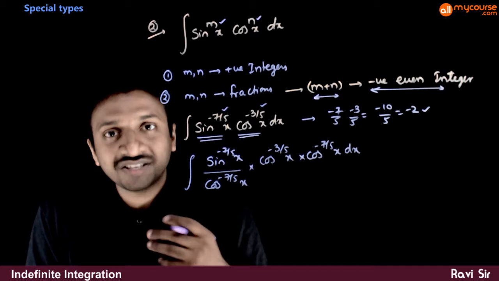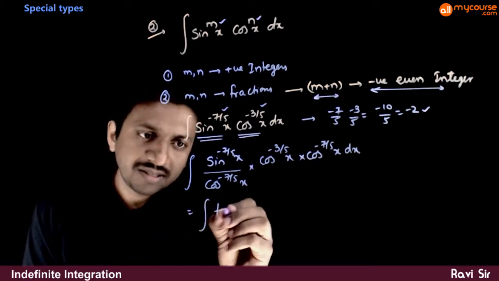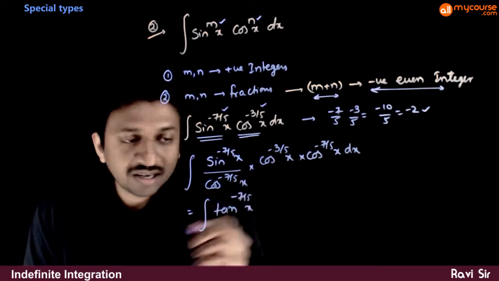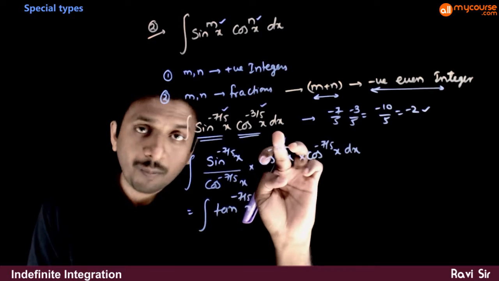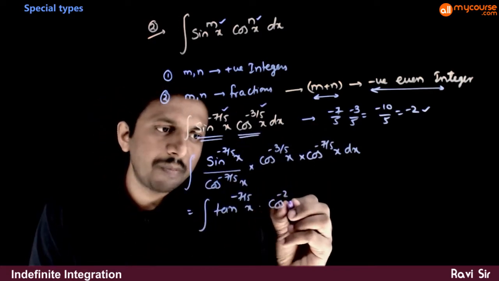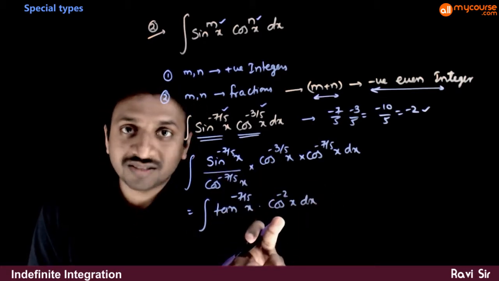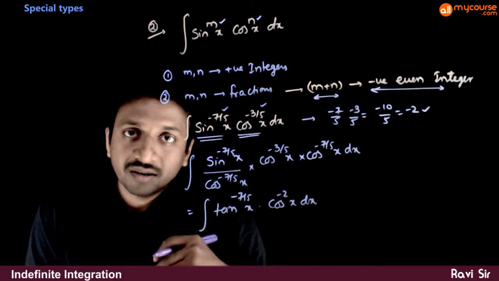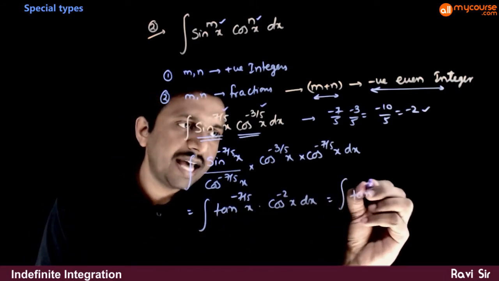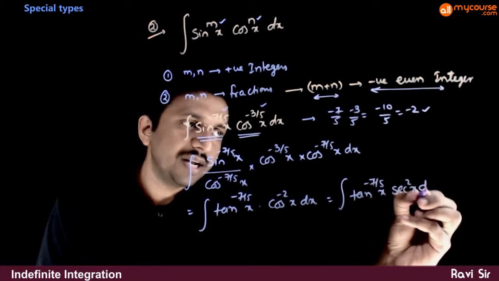So what is the simplification that I get when I do this? I get integration of tan power minus 7 by 5x times cos power minus 3 by 5 minus 7 by 5, which is cos power minus 2x dx. Cos power minus 2x is nothing but 1 by cos square, which is equal to secant square. That is equal to integration of tan power minus 7 by 5x into secant square x dx.